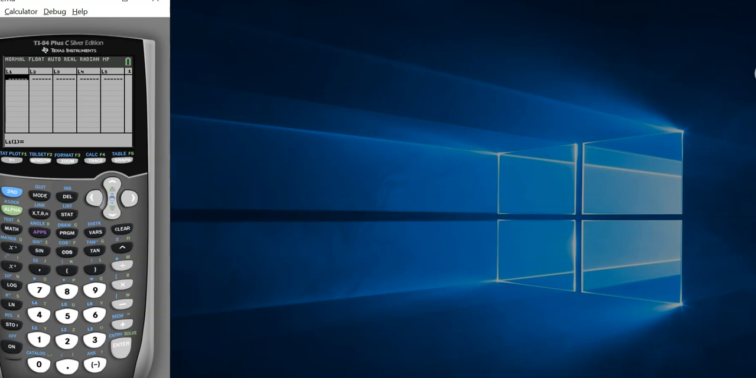And I'm going to put in my x values: 2, 4, 6, 8, 10, 12. So the other one was odd. This is even. And then I'm going to put in the corresponding y values, 102.8.